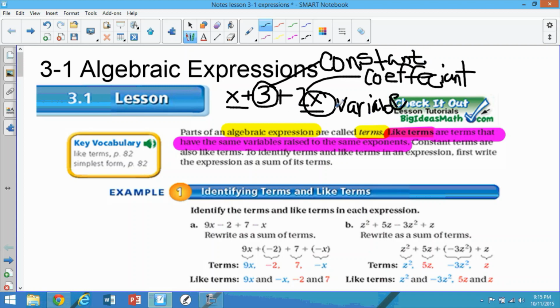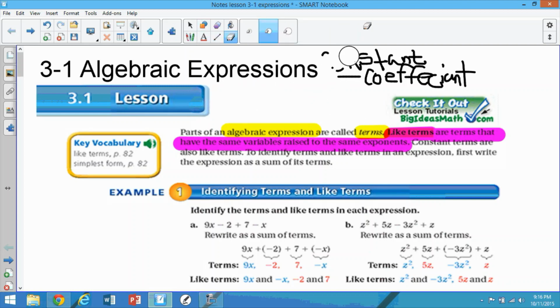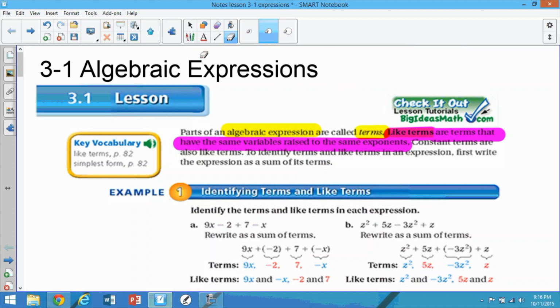Okay, so you have a variable, which is your letter, the coefficient, which is a number that is right up tight to a letter. And when you have a number right up tight to a letter, that means multiply. And then you have the constant, which is just any old number. Okay, so if I have an expression where I have like terms, when you're adding or subtracting, you can combine those like terms, and add or subtract them together.